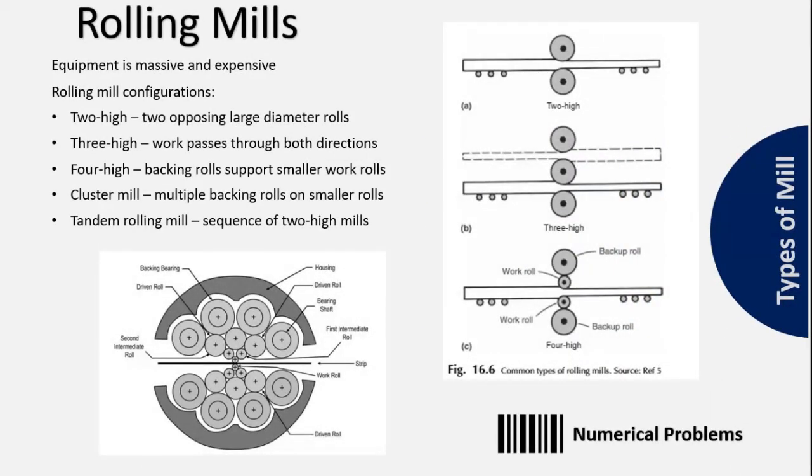Now moving towards types of mills. A mill is a setup on which the rolling is performed. It has rolls that are designed to apply pressure onto the workpiece, termed a rolling mill. It's a massive and expensive piece of equipment. We can have multiple configurations of rolling mills. We can have the two-high rolling mill, which is the most common one, with two large diameter rolls exerting the pressure onto the workpiece.